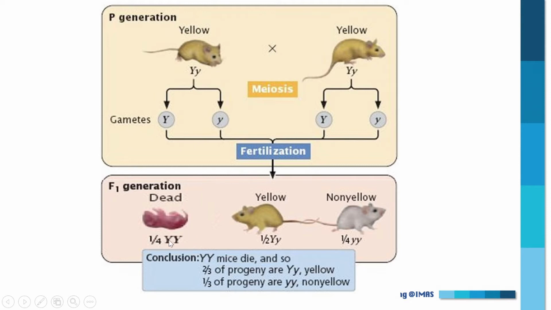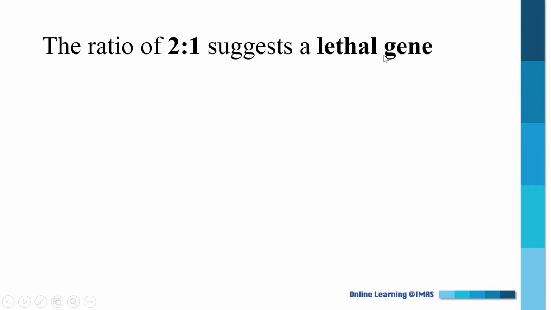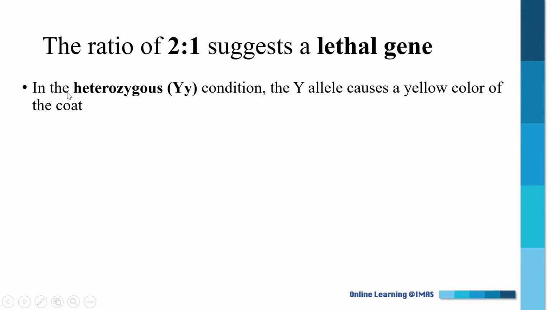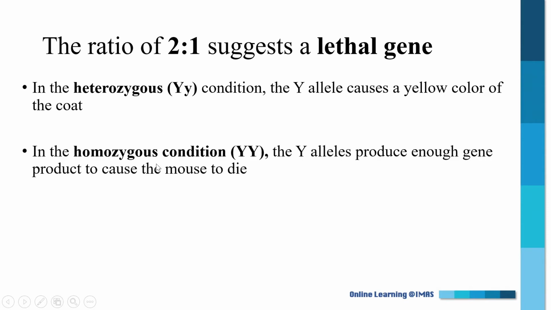Actually, this capital Y gene is called a lethal gene. It is actually killing the organism. If we have 2 copies of this gene, it will kill the organism, whereas in heterozygotes it does not. The Y allele causes a yellow coat color in mice, and in the homozygote condition the allele produces enough gene product to cause the mouse to die.